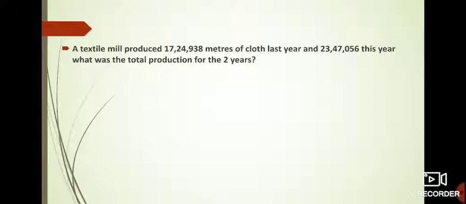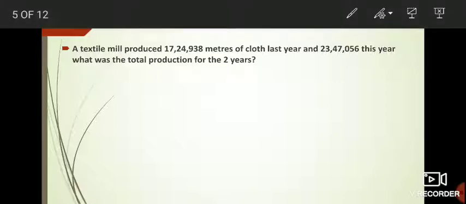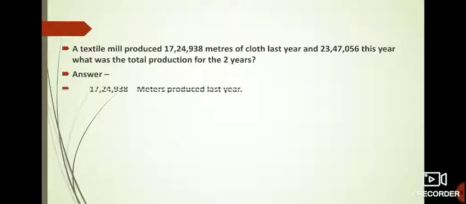Total production, again, total means altogether, total in all, so we have to do compulsory addition. So we will see the answer. Meters of cloth produced in last year, that is 17,24,938, and current year is 23,47,056 meters of cloth produced in this year. Now we have to find the total production of the cloth in 2 years.